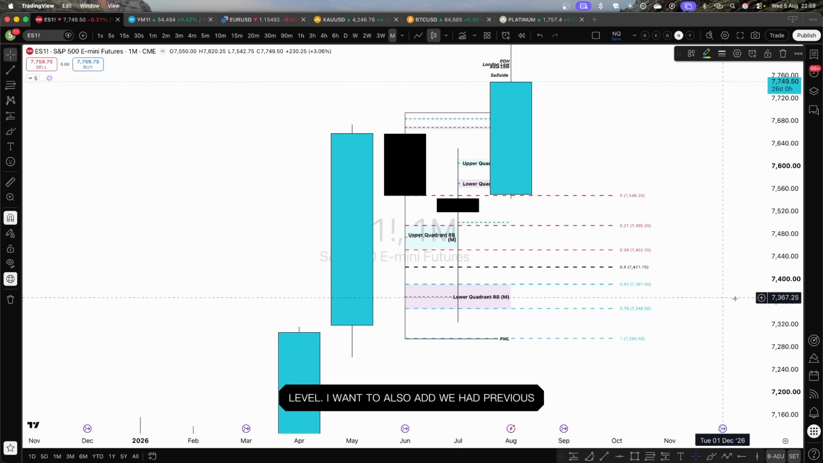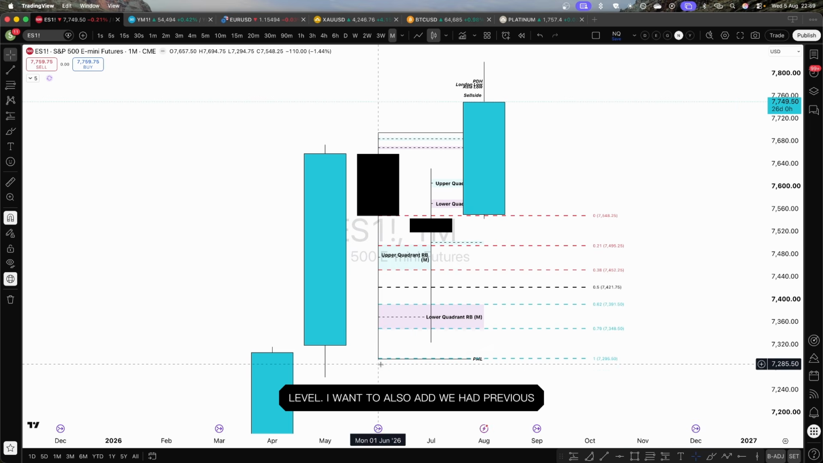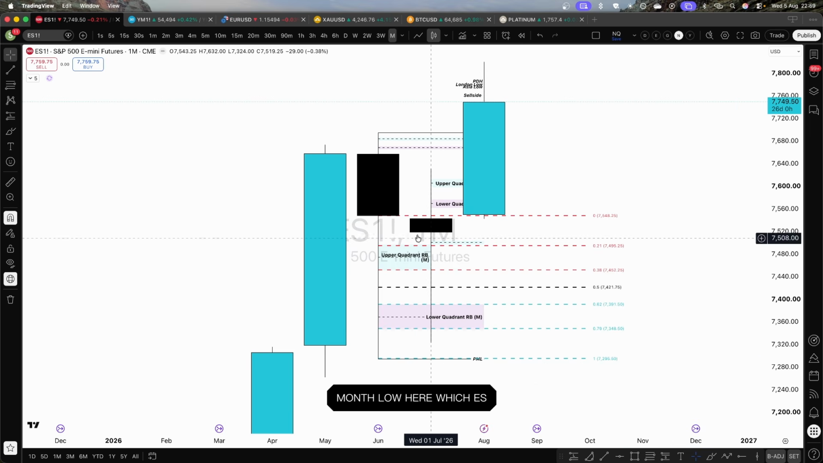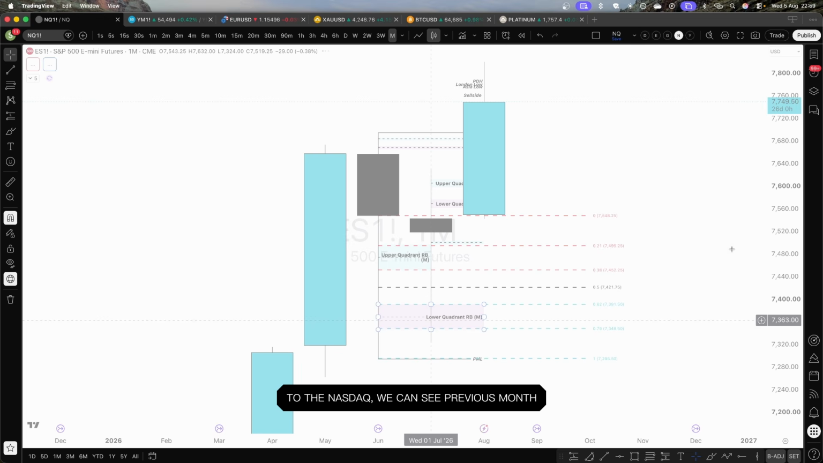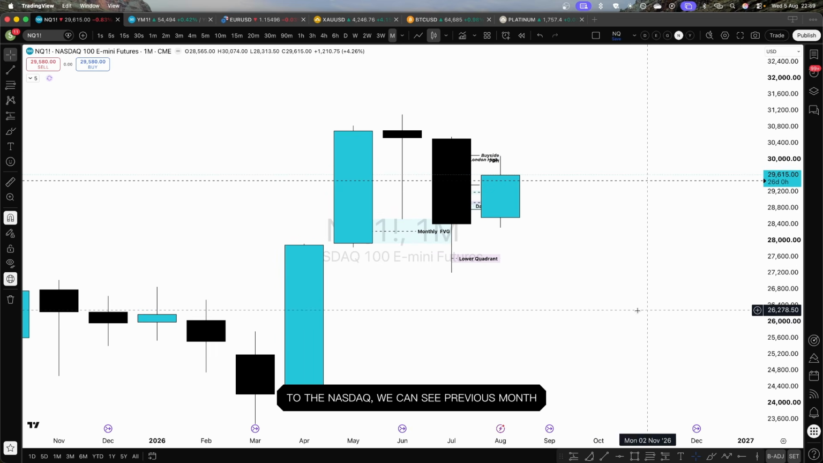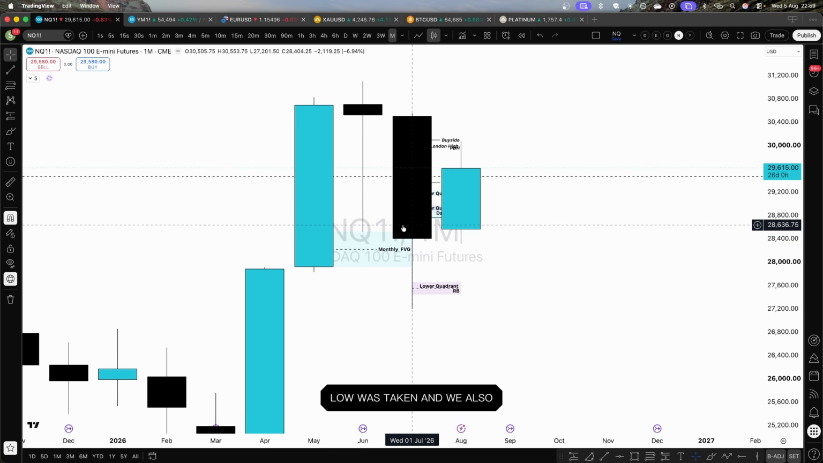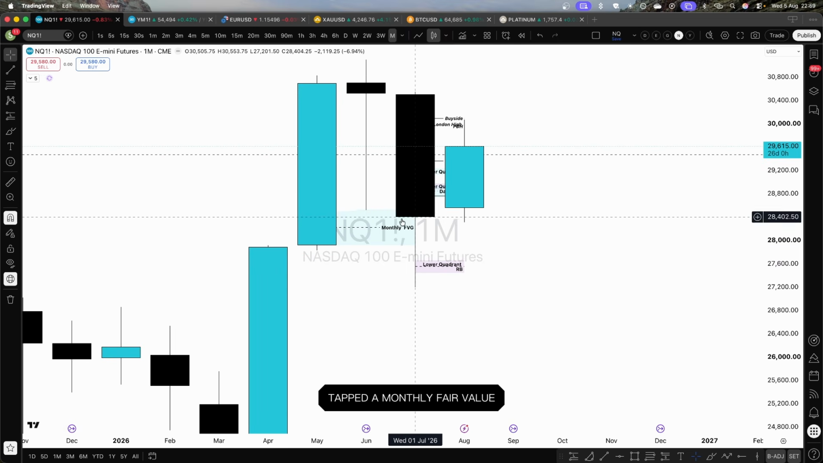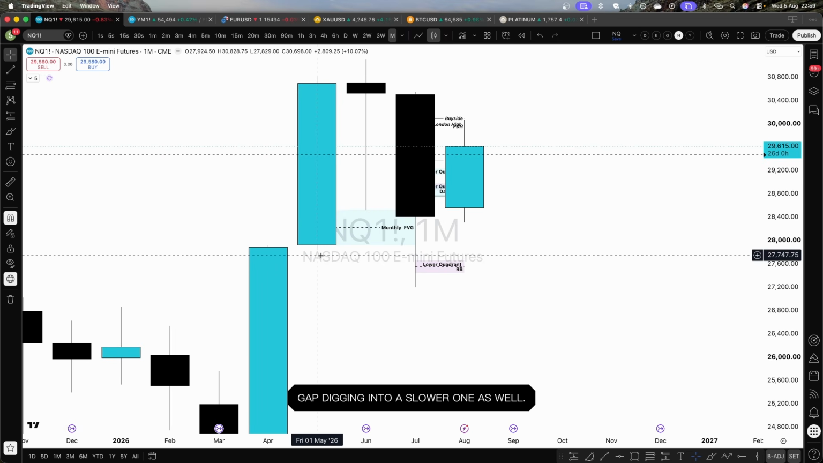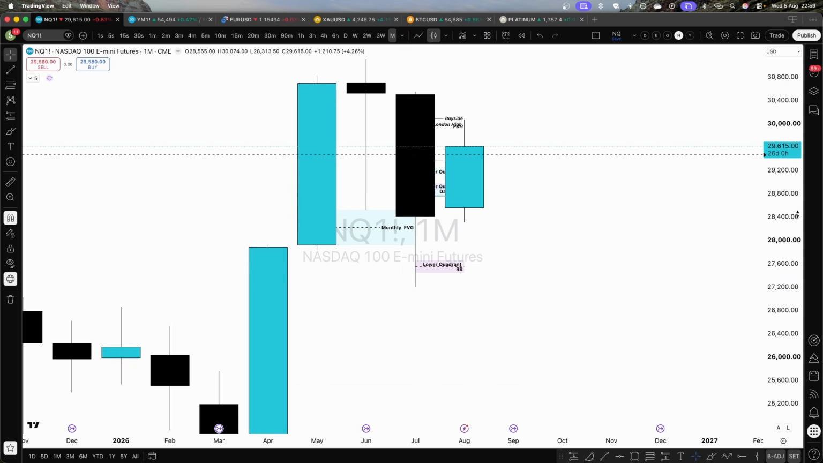I want to also add, we had previous month low here, which ES did not take. If we move over to the NASDAQ, we can see previous month low was taken, and we also tapped a monthly fair value gap, digging into the lower one as well.